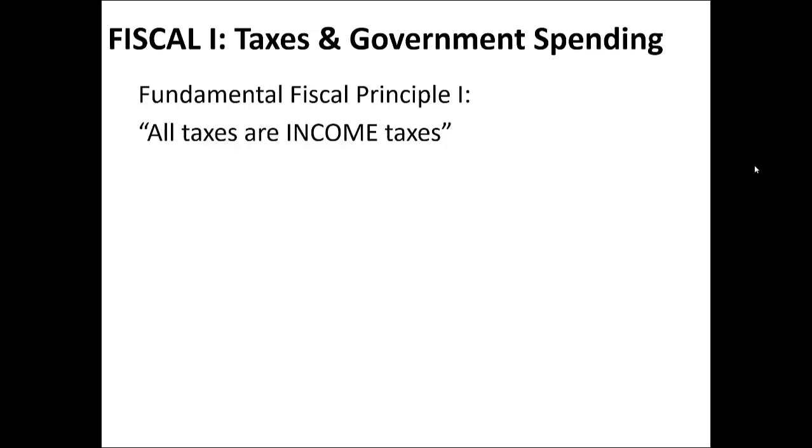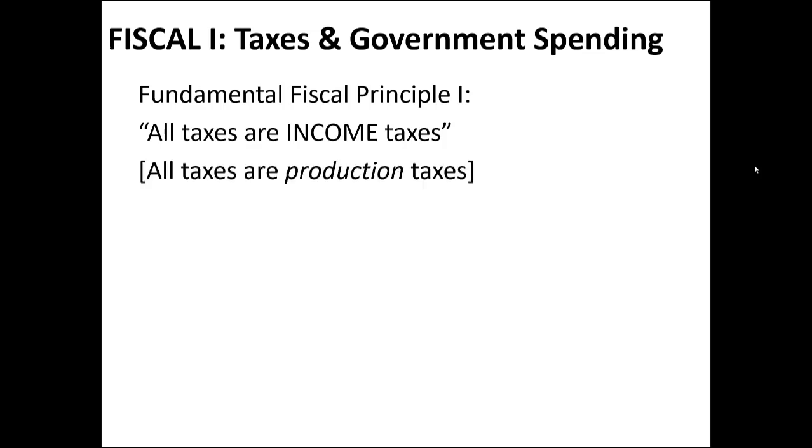Fiscal principle 1 is that all taxes are income taxes. I don't care how a tax is labeled, because only some taxes, you'll notice here in a minute, are labeled as income taxes. But all taxes come out of your income, because the more you pay in taxes, the less money you have to spend, and that money ultimately comes from your income or somebody else's income.